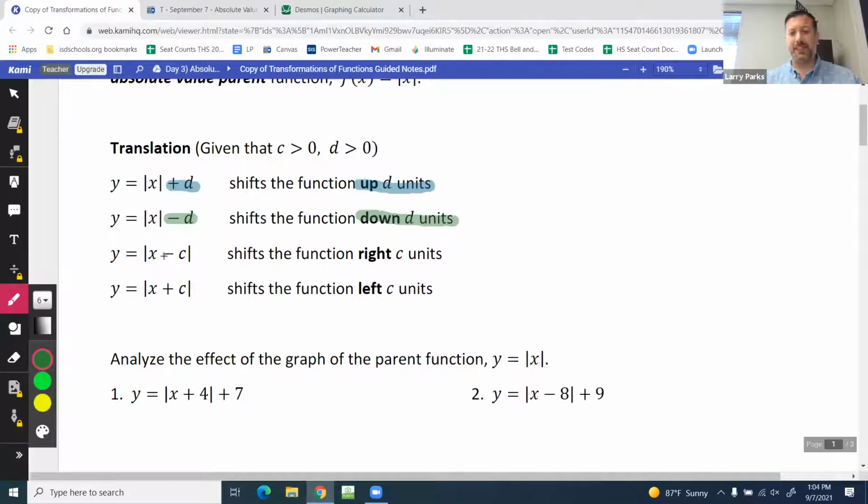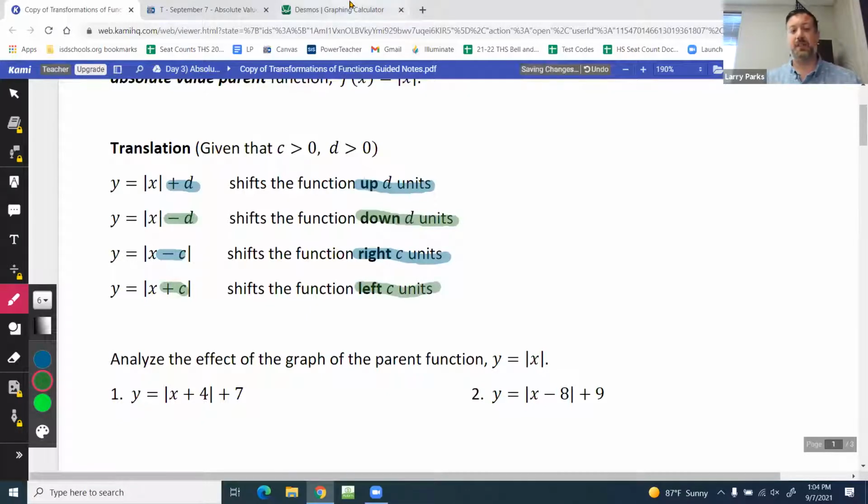Next, if it's inside, this is where kids get so confused. If it's inside the absolute value, this is when it goes left and right. Now, it makes sense that plus would go up, negative would go down. But when it's inside the function, negative actually makes it go to the right. And that's completely opposite than what most kids feel. If it's a plus, then it goes to the left.